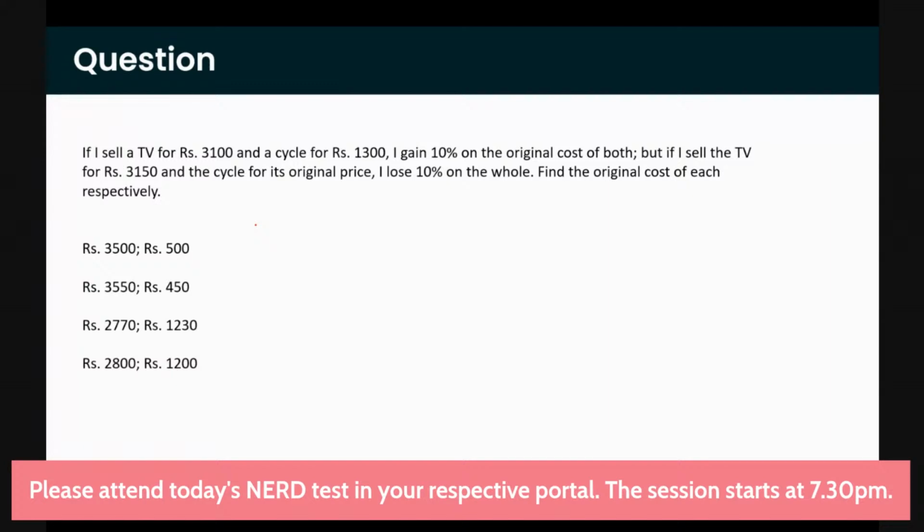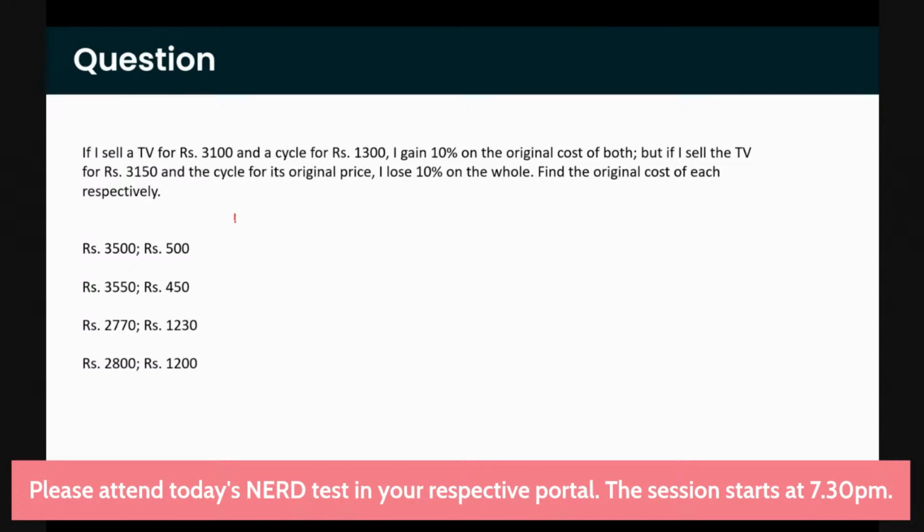So the first question is, if I sell a TV for rupees 3,100 and a cycle for rupees 1,300, I gain 10% on the original cost for both. But if I sell the TV for rupees 3,150 and the cycle for its original price, I lose 10% on the whole. Find the original cost of each respectively. Okay, let's divide this problem into steps.